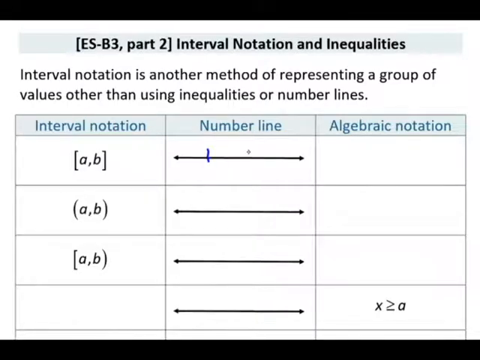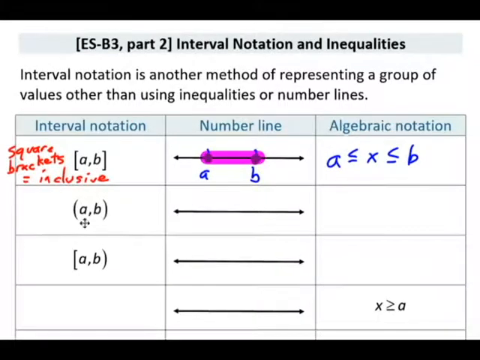If we have points a and b on a number line, and we want to represent all values from a to b inclusive, this is how we draw it. Close dot at a, close dot at b, and highlight everything in between. Algebraically, we represent this by saying that x is between a and b. The idea that a and b are included is reflected in the square brackets.